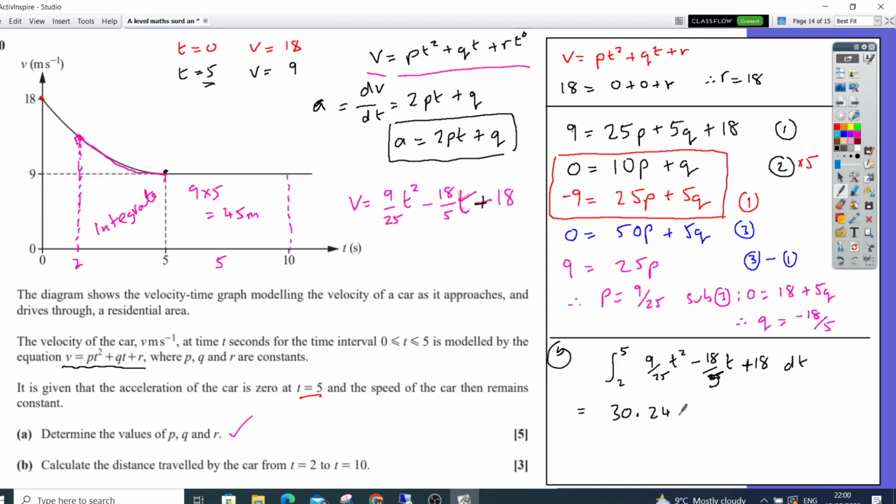So now this is going to give me 30.24 meters. So then when it says here calculate the distance traveled between 2 and 5, so we need to add the 45 onto there. So the distance traveled is going to equal 45 meters. Add the 30.24, and that will give me 75.24 meters. Okay, sorry, I made a bit of a meal on there.